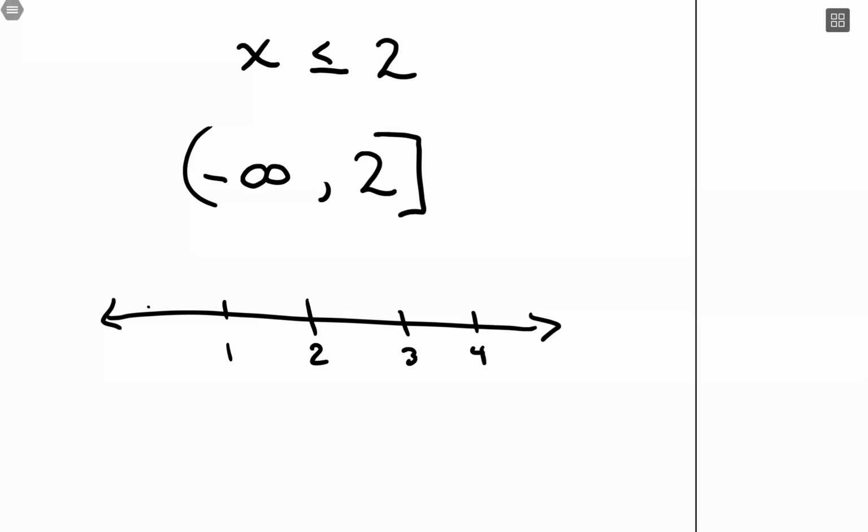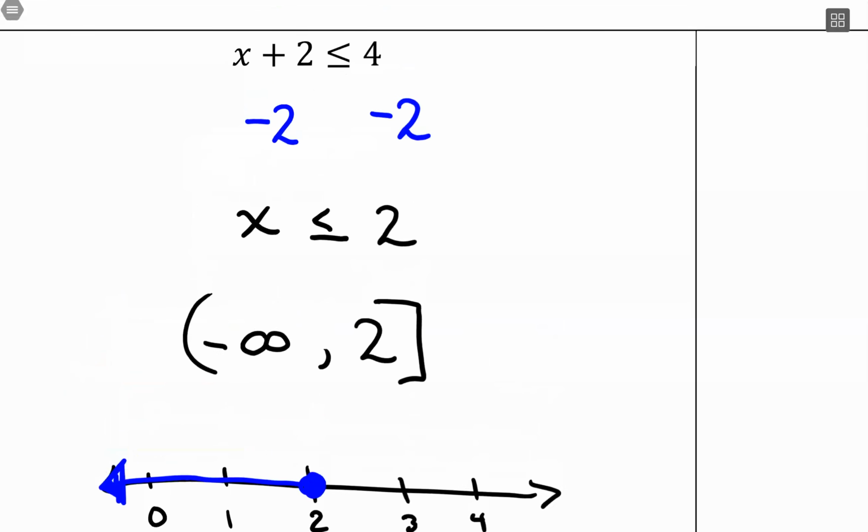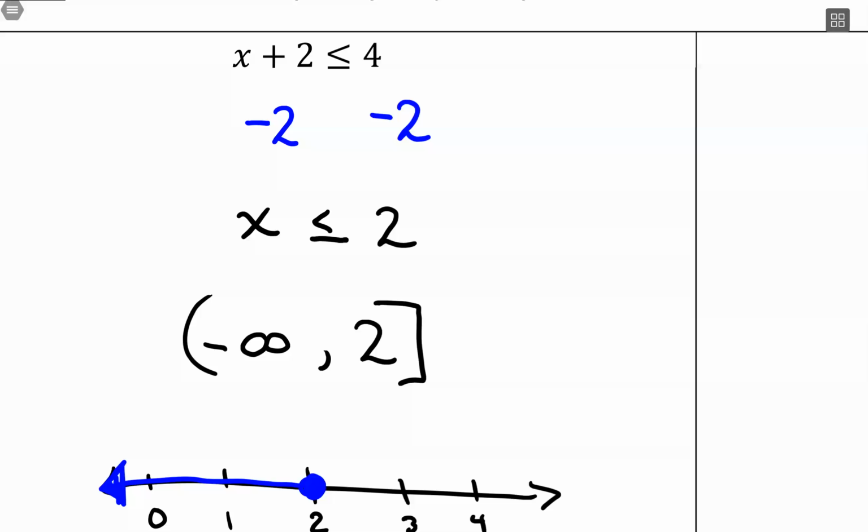For a graph, just a real quick graph here, I'll have a closed circle at 2 and then be going off to the left-hand side. So the idea with a graph is we're seeing all possible values that we can plug in that would make this work. So if I plug in 1 right here, 1 plus 2 is 3, and that is less than or equal to 4. So it makes a true statement.